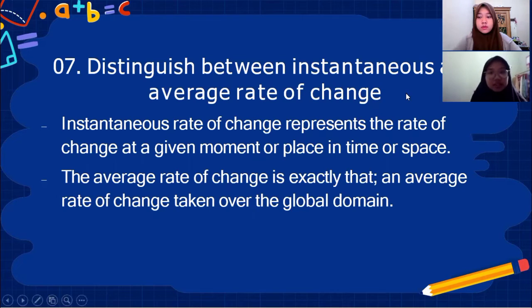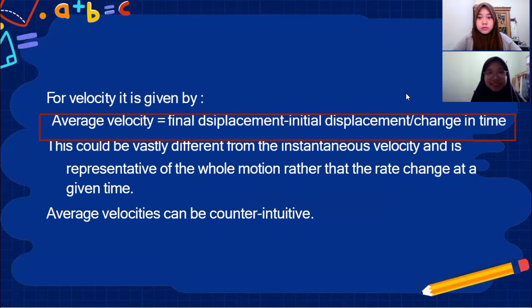Okay. How do we distinguish between instantaneous and average rate of change? Instantaneous rate of change represents the rate of change at a given moment or place in time or space. The average rate of change is exactly that, an average rate of change taken over the global domain. So for the next, okay.